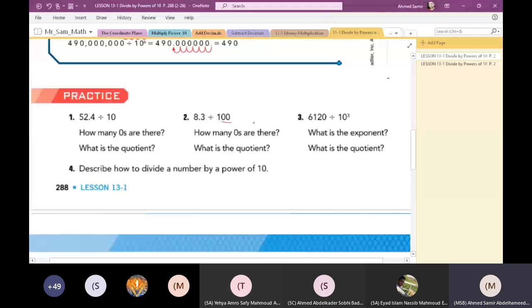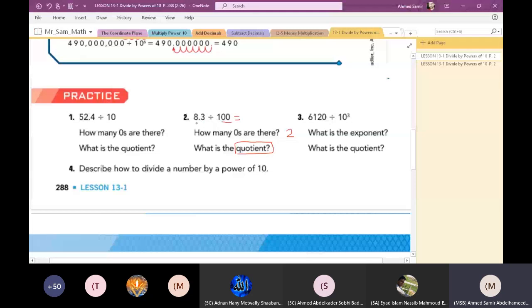Adnan, are you there? Yes, mister. Give me the answer for this one, please. Sorry. There are 2 zeros. 2 zeros. And the answer is 0.0. We're not there. The quotient is the answer, yes? So the word quotient means what? What's the answer for this division? So how to answer this? We have here 2 zeros.